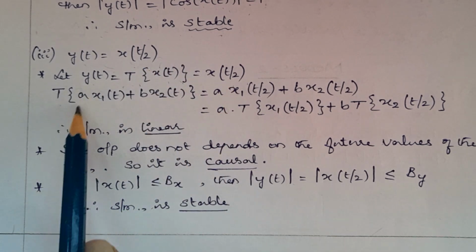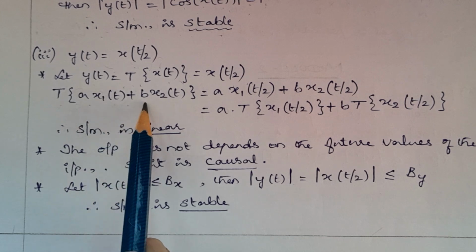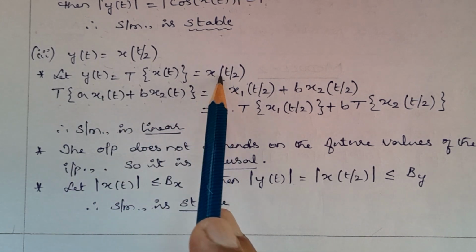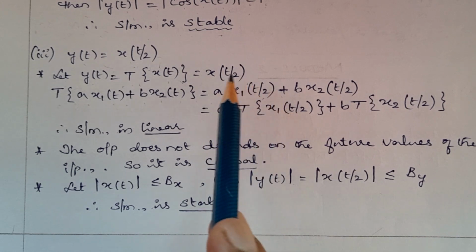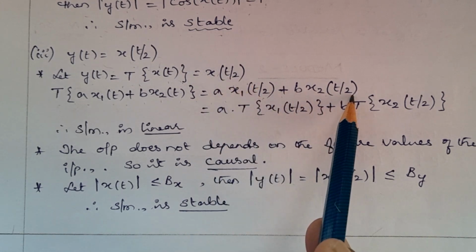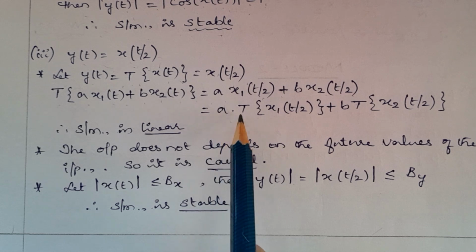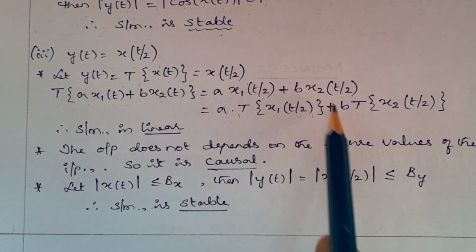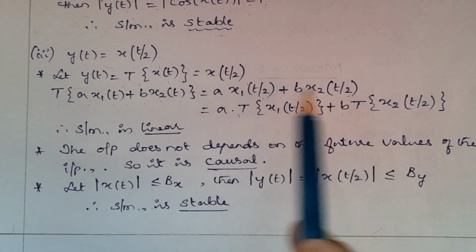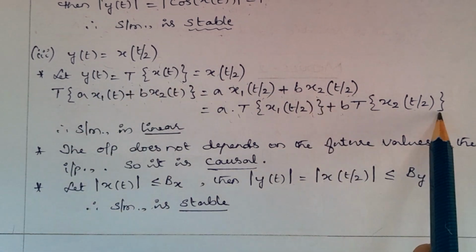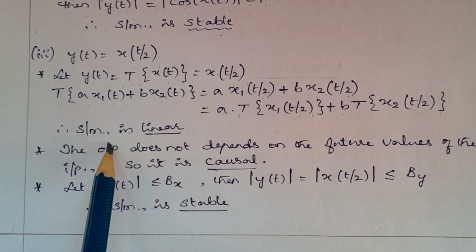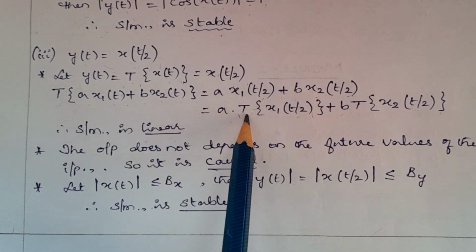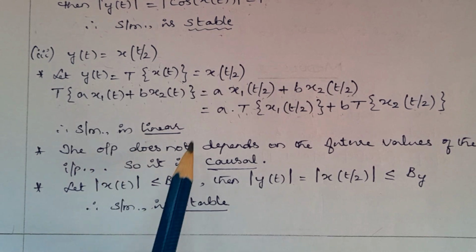Then T of a into x1 of t plus b into x2 of t equal to a into x1 of t by 2 plus b into x2 of t by 2. A into T of x1 of t by 2 plus b into T of x2 of t by 2. So this system is linear, and LHS and RHS both are equal. So then the system is linear.